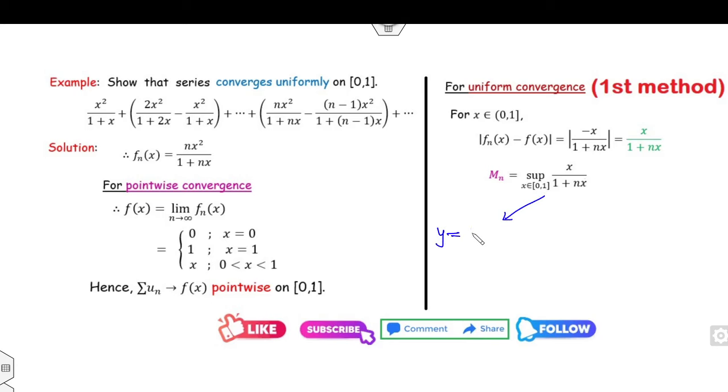Firstly, you can take y is equal to x over 1 plus nx, find the first derivative to be 0, find the value of x from this, and the second derivative to be less than 0. This is the first method.